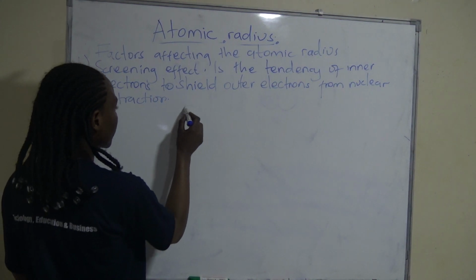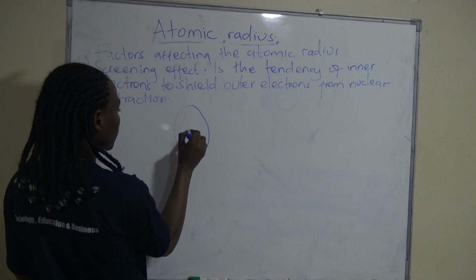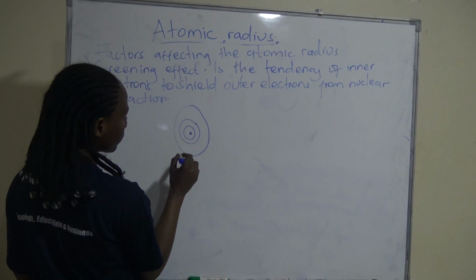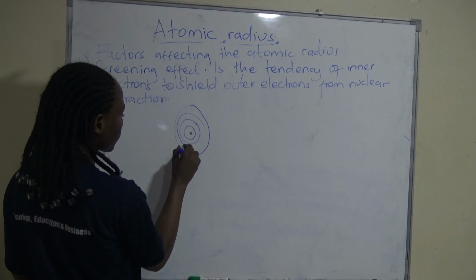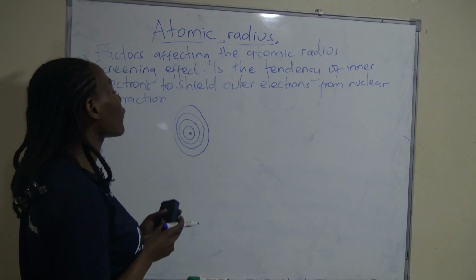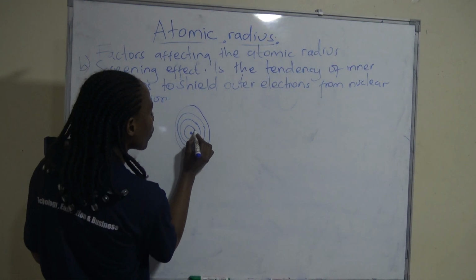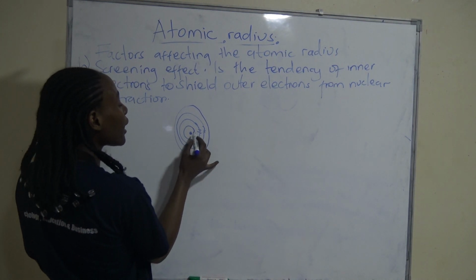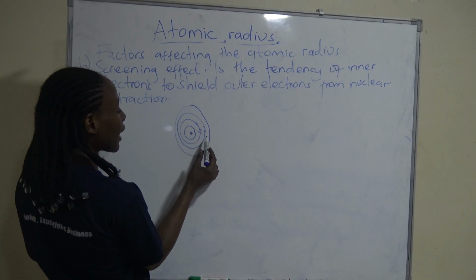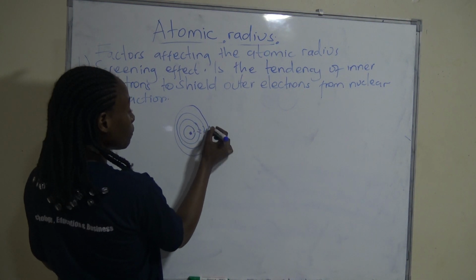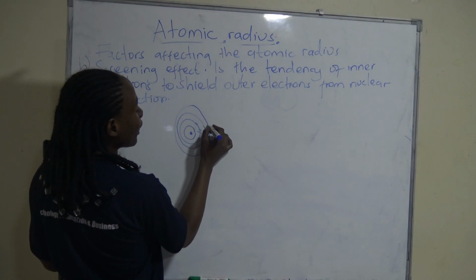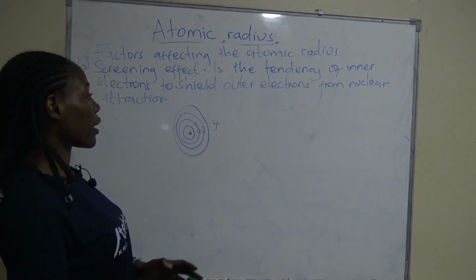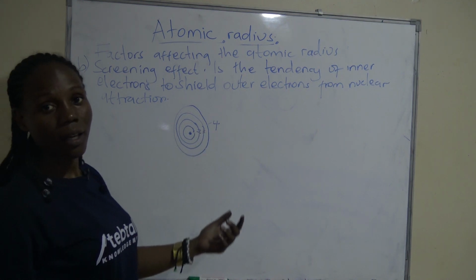This can be elaborated as, if this is our nucleus and then we have this as our shells. So the screening effect would be the tendency of these shells 1, 2, 3 to shield the electrons in the first, second, and third energy levels, to shield outer electrons, the ones which would be in the fourth energy level, from the nuclear attraction.